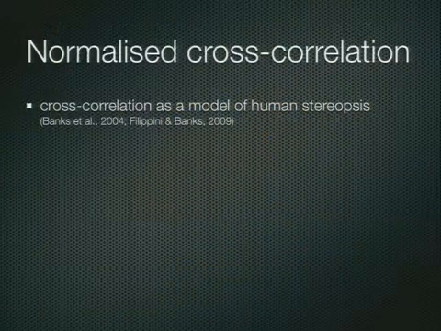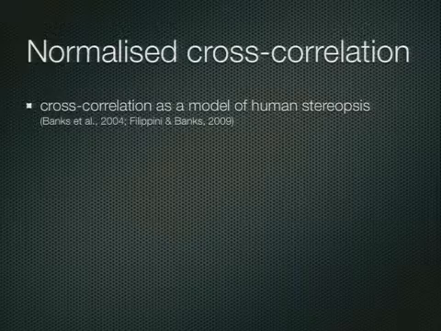So this is what the point spread function looks like. There's 1 larger Gaussian and 1 smaller Gaussian in the middle. The second step uses normalized cross-correlation, which has been proposed as a model of human stereopsis, so human stereo vision, by Banks et al., and has been refined by Filippini and Banks, 2009.